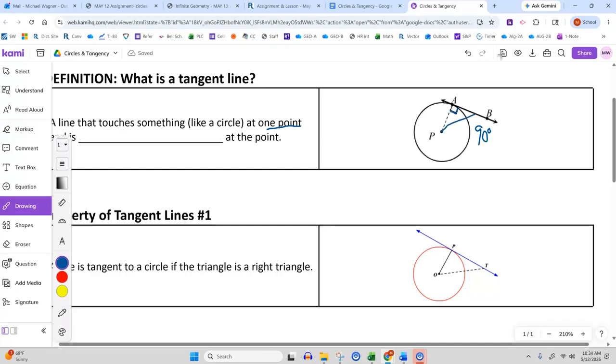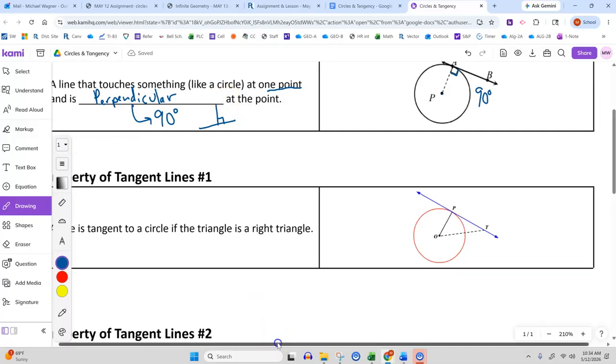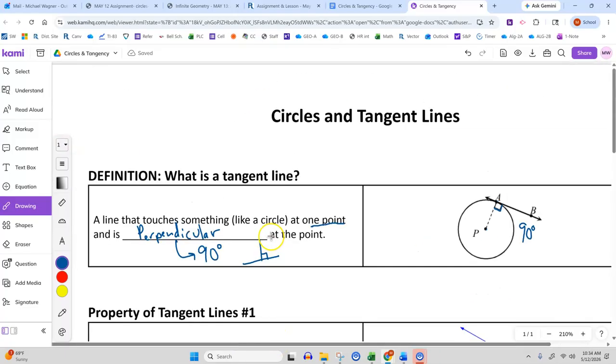Not right here. No, that's not 90 degrees. Only a straight line from this point there. So it is called perpendicular, which we know is a 90-degree angle. So it's like this, right? They go like that and form a 90-degree angle. Okay? So that's what a tangent line does.